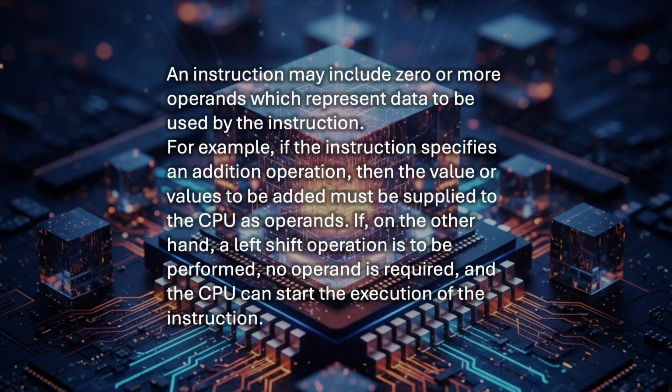An instruction may include 0 or more operands which represent data to be used by the instruction. For example, if the instruction specifies an addition operation, then the value or values to be added must be supplied to the CPU as operands. If, on the other hand, a left shift operation is to be performed, no operand is required and the CPU can start the execution of the instruction.